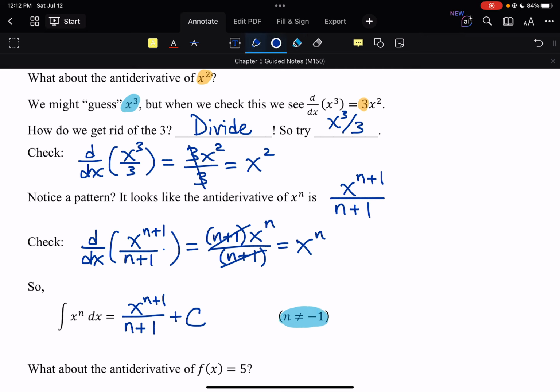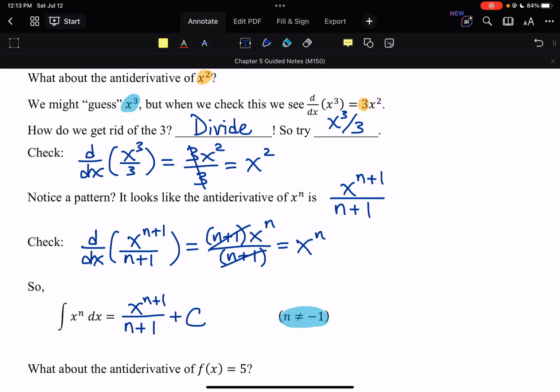Because if n is -1, so if we add 1 to the power and divide by that same number, you get x to the 0 over 0, and that's an issue when you have a 0 in the denominator. That specific function is kind of a special case that we'll get into in a little bit.